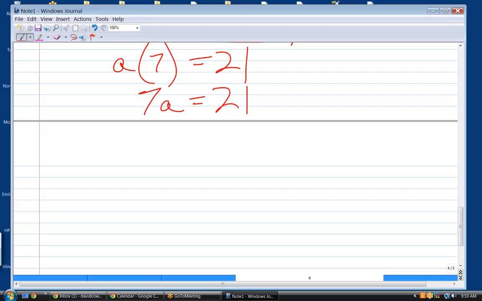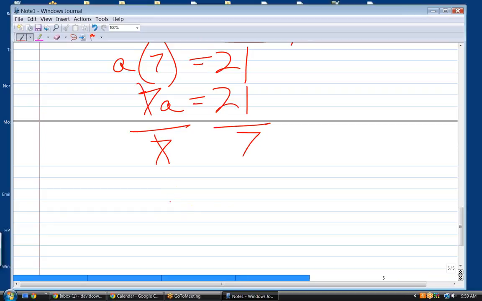Divide both sides by 7. That's the way you want to verbally express it: you want to divide both sides by 7. Why? Because the 7 is currently multiplying, so I want to do the opposite. And now the 7's cancel, leaving me with what I'm looking for. A equals 3.